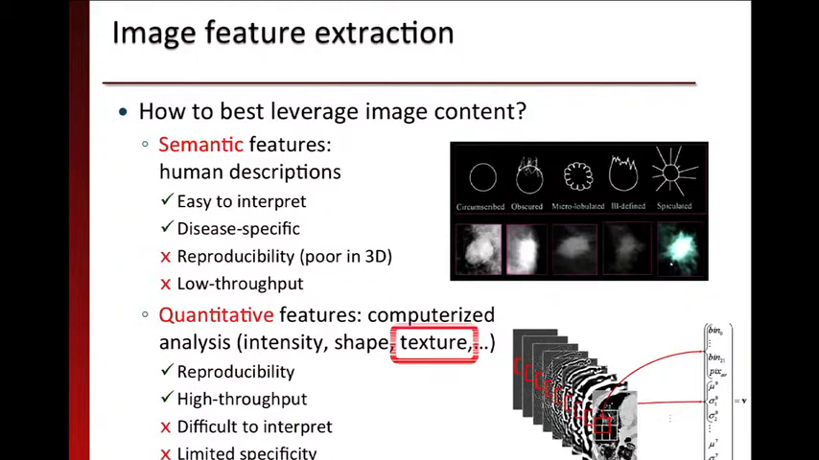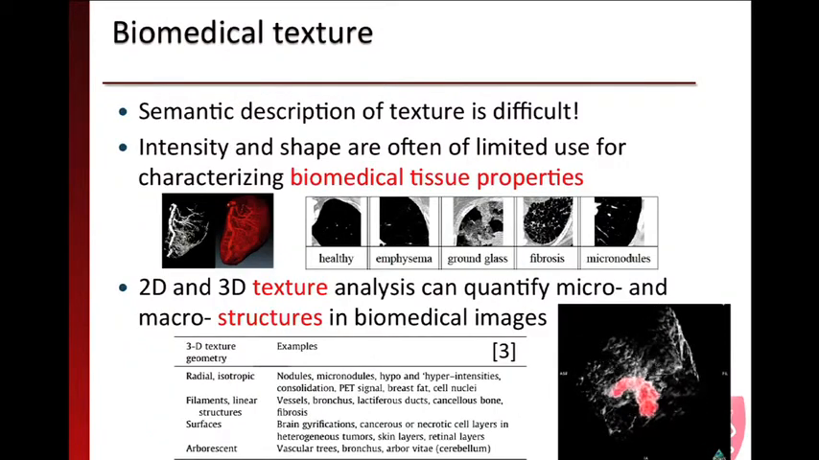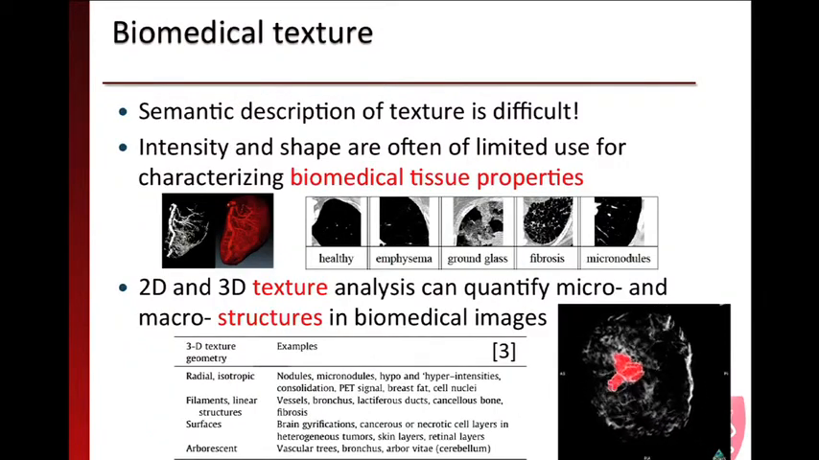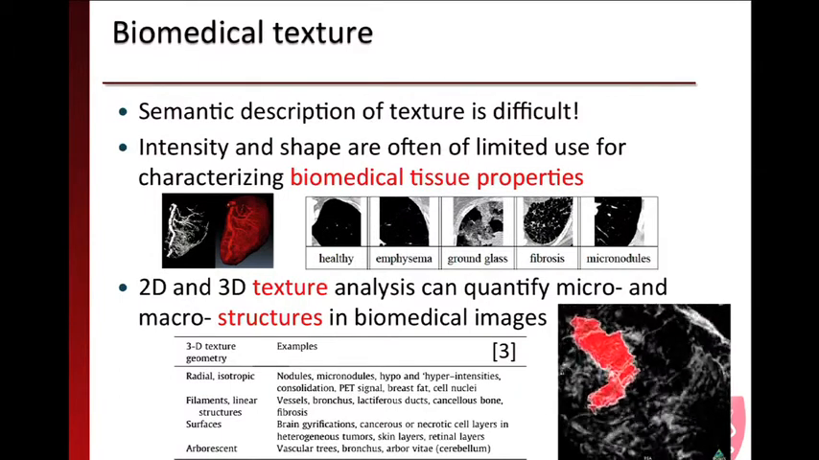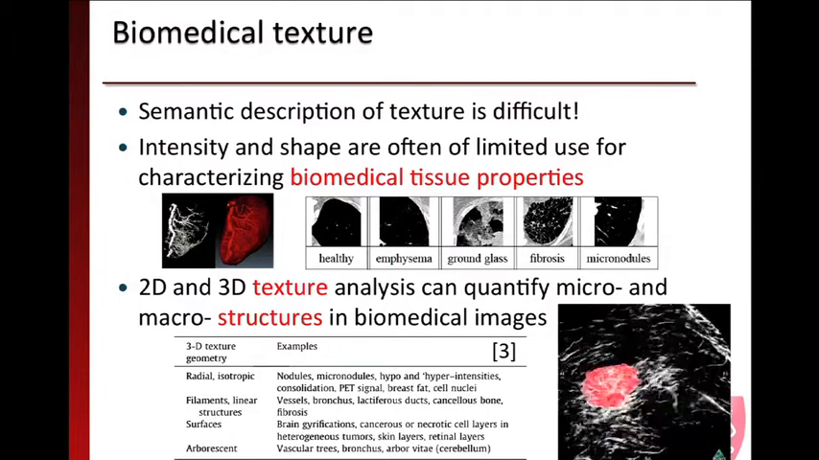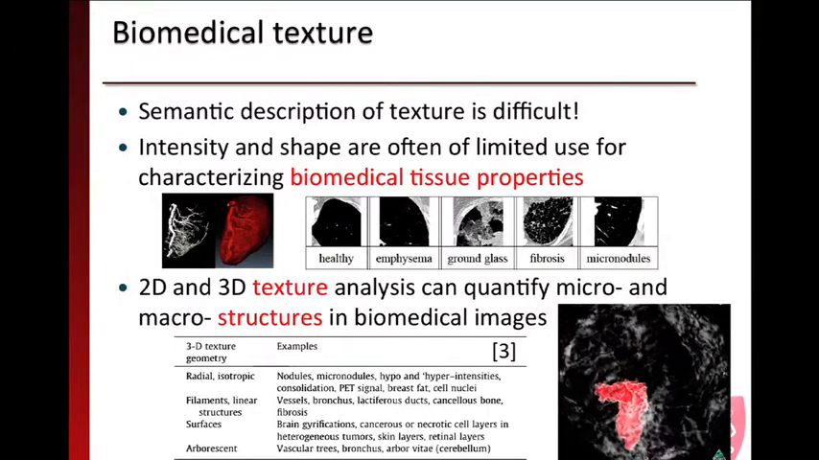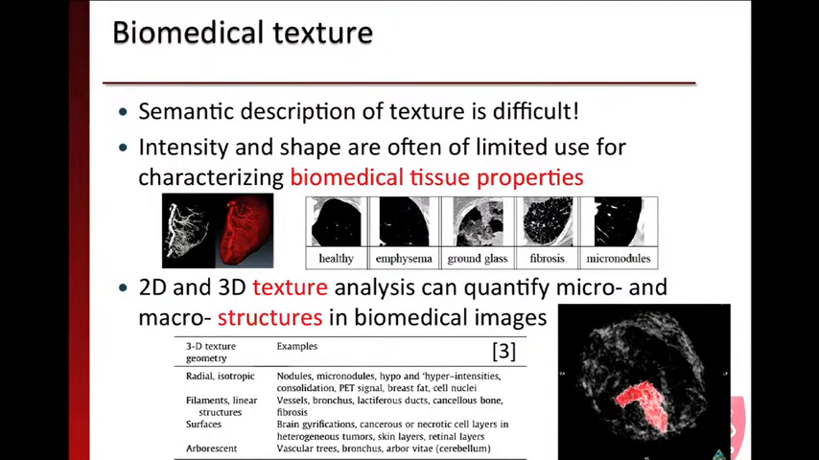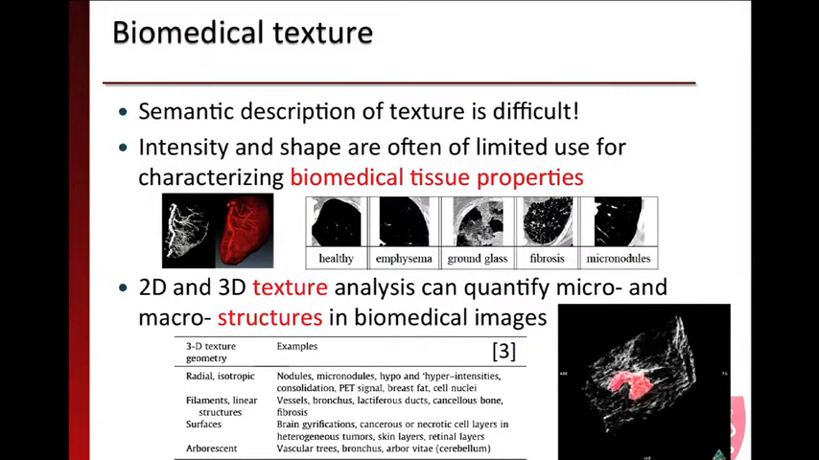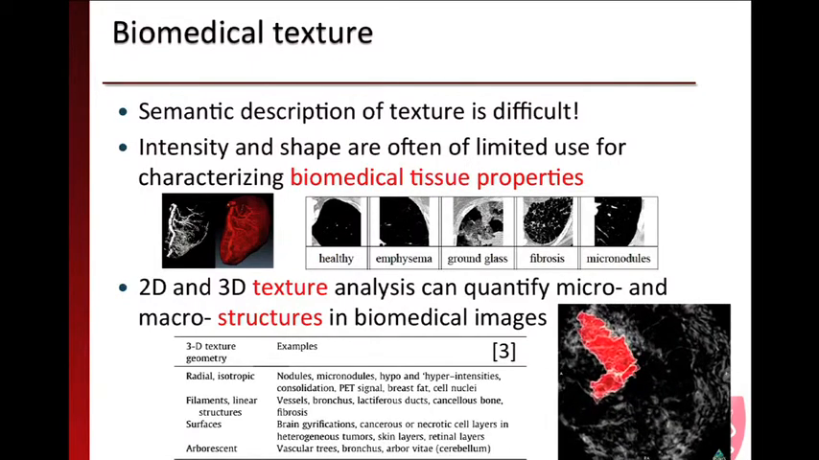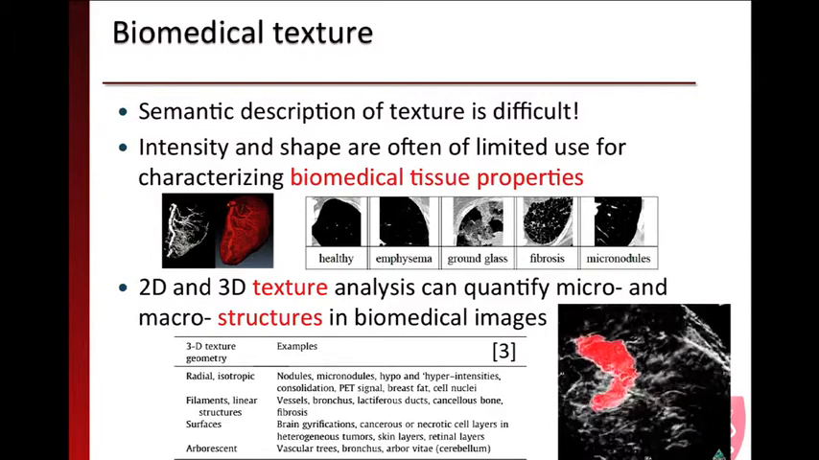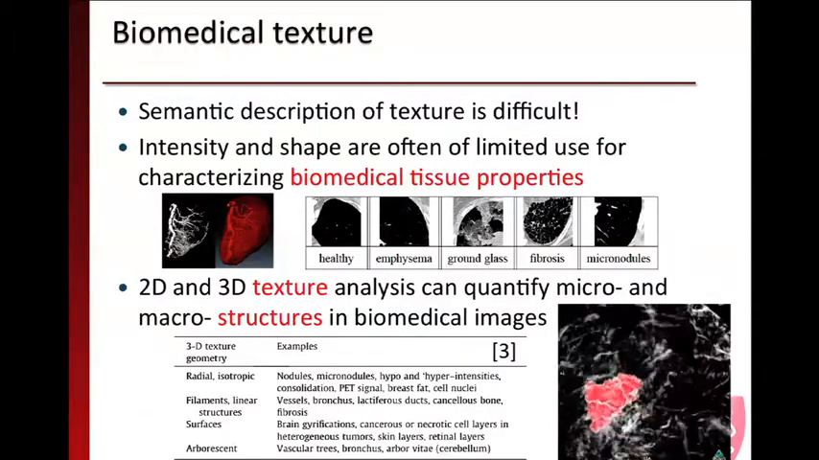So in this work, we'll focus mainly on computerized analysis of texture, because texture is something that is very difficult to describe with semantic terms. So if you want to describe, for instance, this lesion in a breast, it's very difficult. You can say maybe that this region here is more homogeneous and this one is more heterogeneous, but it's difficult to go beyond those very simple descriptions. So we think that there is tremendous potential of using computational methods for texture.